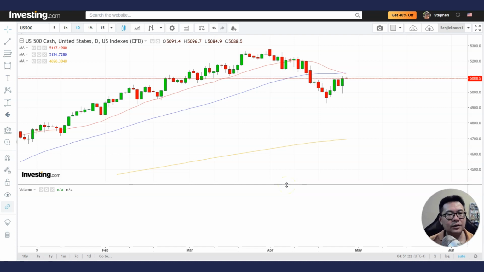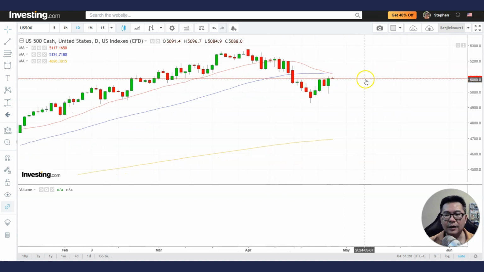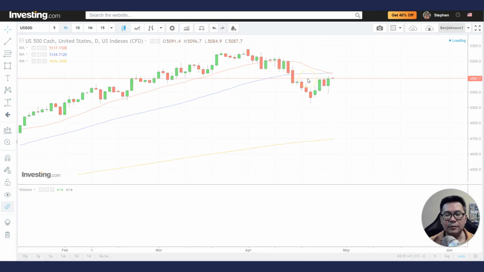What is the market doing? Let's take a look. This is the S&P 500 futures, and well, we have a very bad correction here, but it looks like it's going up here, and maybe it might form a cup with handle in the smaller time frames. Let's take a look at the 60-minute chart.